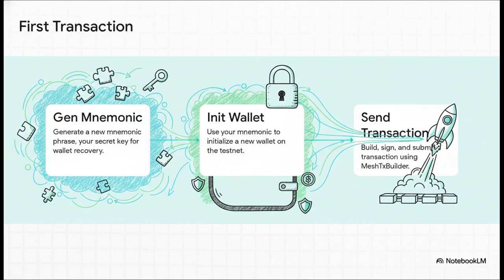And with a tool called the Mesh SDK, it's really just 3 simple steps. First, you generate a mnemonic phrase. Those secret words that act as your master key. Second, you use that phrase to get a wallet up and running. And finally, you build and fire off a transaction. This right here, this is the fundamental building block for everything else we're going to do.